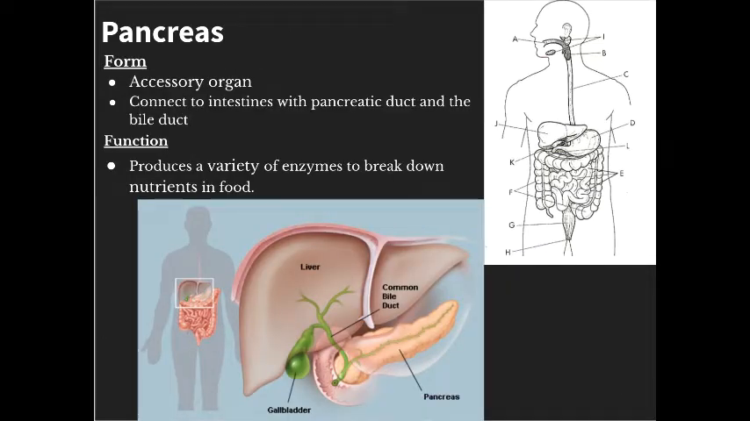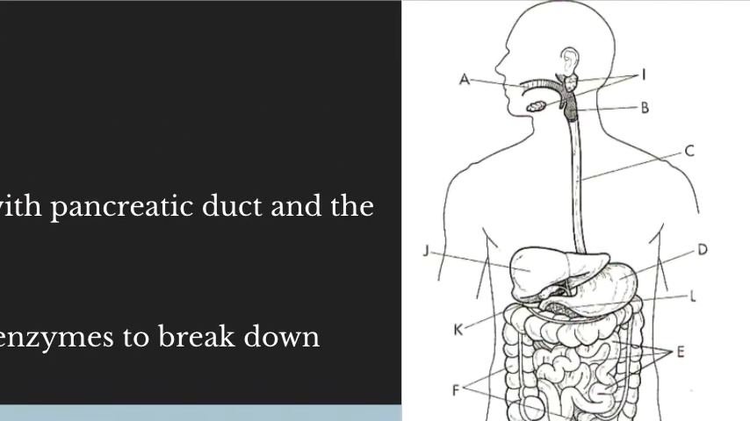The next structure here is the pancreas. The pancreas is near the gallbladder, and it shares a duct in order to dump these enzymes into the small intestine, like we talked about with bile. The pancreas on this diagram is tucked way in the back and hard to see, but it is L right there, and it's just behind the stomach here and wraps underneath. So you can see the structure back there. That's the pancreas.